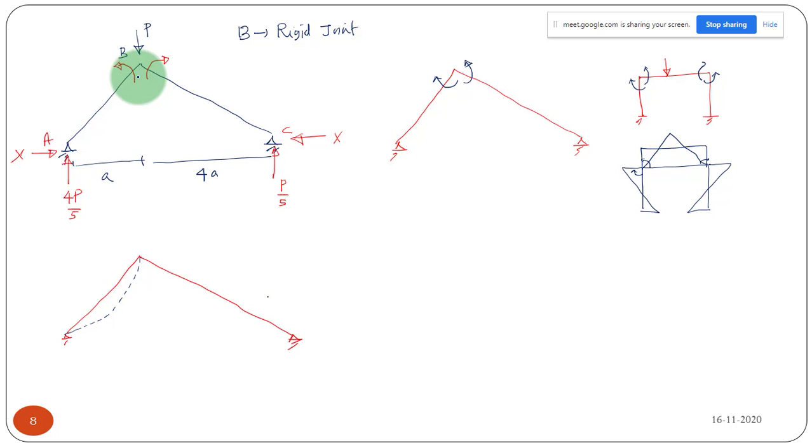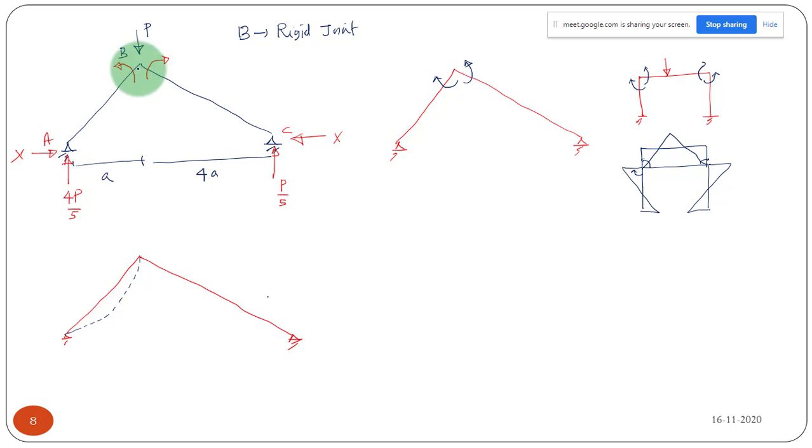Okay, so now you tell me, if it is a sagging moment, what is the moment for this member? Can you tell me what this moment is, sagging or hogging? For this member BC, what is this moment? It is also sagging, right? As per this it is anti-clockwise, and this one is clockwise. So this member is also sagging as per this, right?